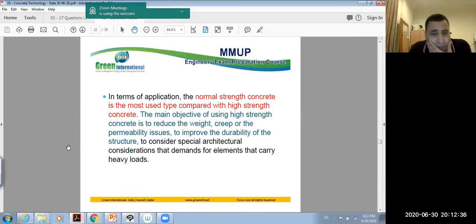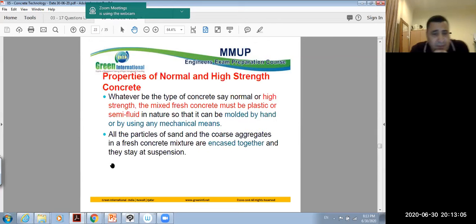In terms of application, normal strength concrete is the most used type compared with high strength concrete. The main objective of using high strength concrete is to reduce the weight, creep, or permeability, or to improve the durability of the structure, or to consider special architectural considerations that demand elements that carry heavy loads.